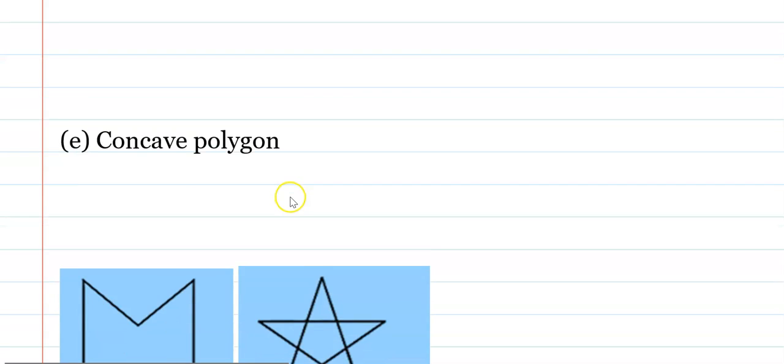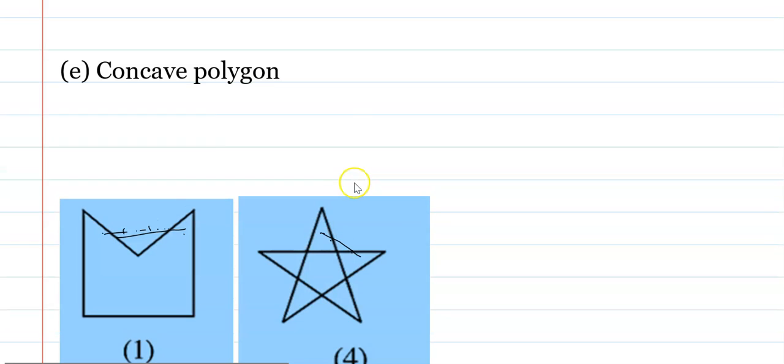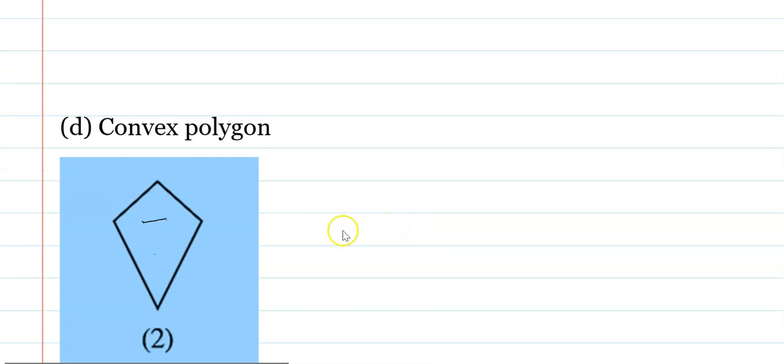concave polygon. Okay, these are the concave polygons. If we take any 2 points and join them, and part of the segment lies in the exterior of the figure, then it is not convex, it is a concave polygon. This is the concave. And what about this? This is the convex. Okay.